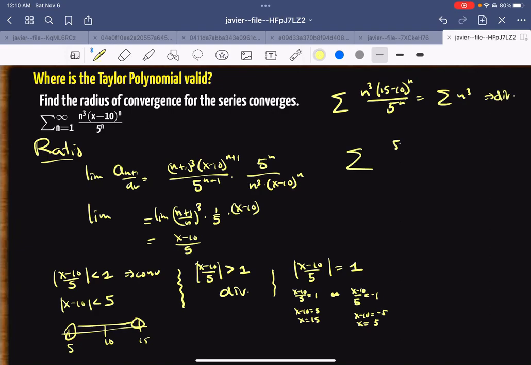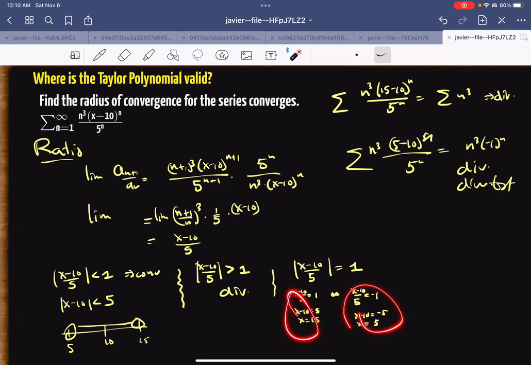Checking the other one, it gives me 5 minus 10 raised to the nth all over 5 to the nth times n to the third. After simplifying that, it gives me n to the third times negative 1 to the n. That diverges by the divergence test. And so neither that one nor that one should be included in the answer, or in the interval of convergence. The radius of convergence is 5, because the radius of this circle is 5, and that's the largest circle that fits around 10 before it goes into divergence territory.